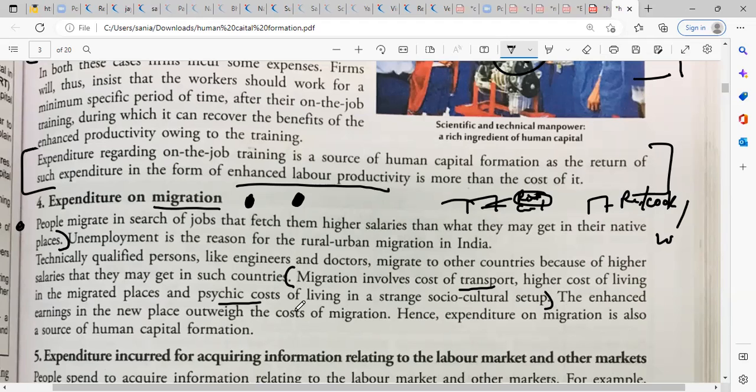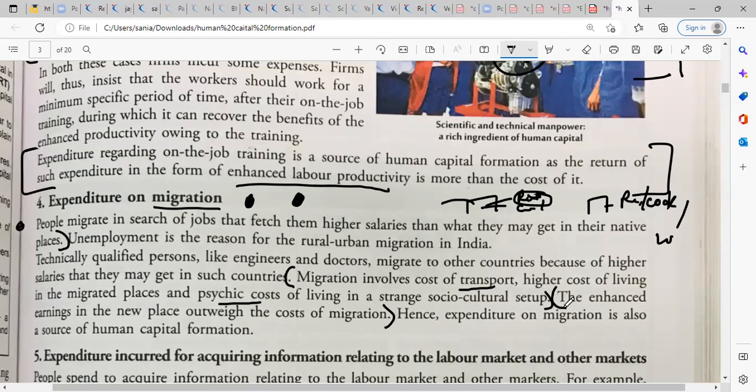So the enhanced earning in the new place outweighs the cost of migration, hence the expenditure on migration is also a source of human capital formation. Apart from transportation costs and higher costs, I will go there. Why? Because instead of spending my money on rent and being psychologically disturbed, I am earning good, so somewhere I will be like, okay, I'm ready to spend my money on migration because I'm getting a good salary over there, right? Apart from all the costs, I will go there. And because of this, if I do expenditure on migration, then I can form a good human capital, right? That will earn a good amount of money. Clear?